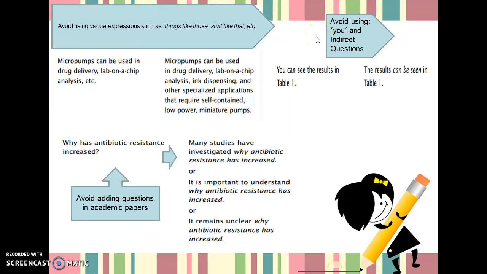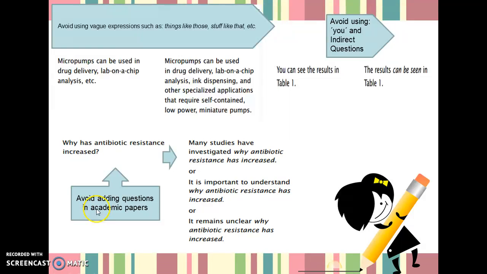Another tip: avoid using you and indirect questions. You can see the results in table 1. Instead, you can use here the passive register. The results can be seen in... Some appreciations can be observed, can be discussed in figure 1. Okay.